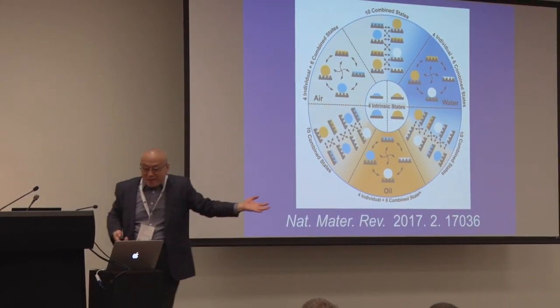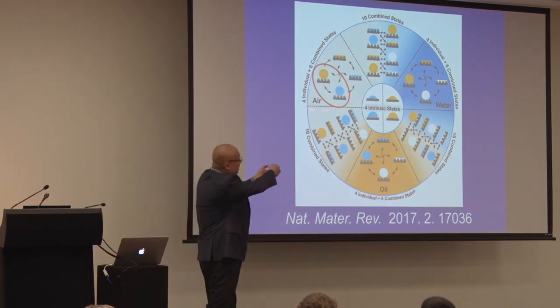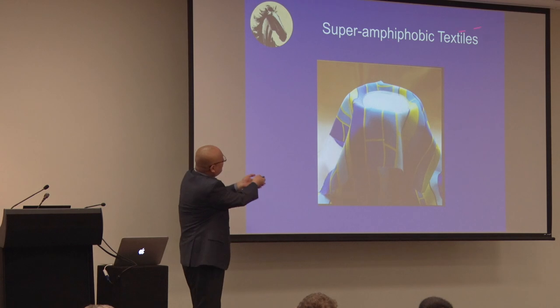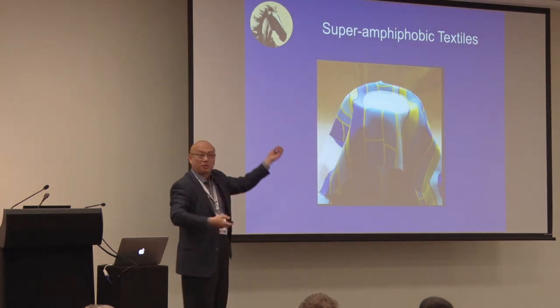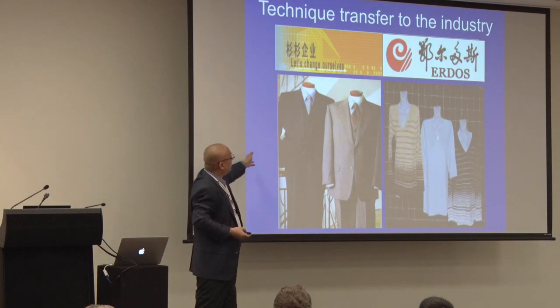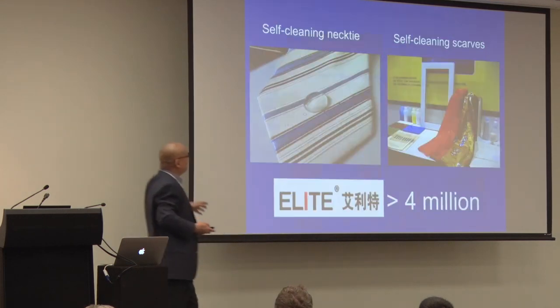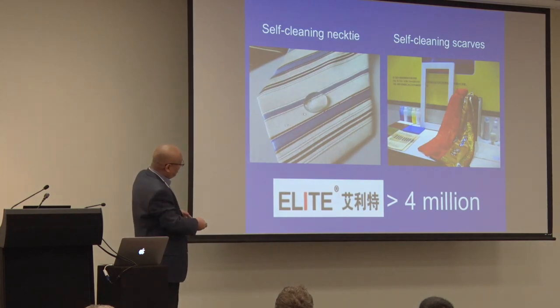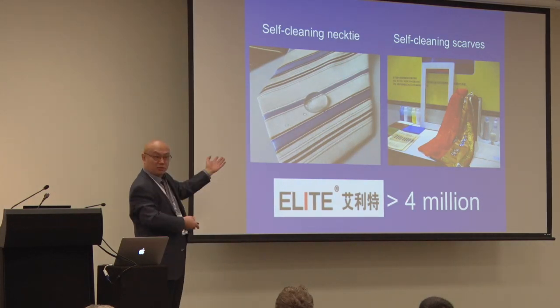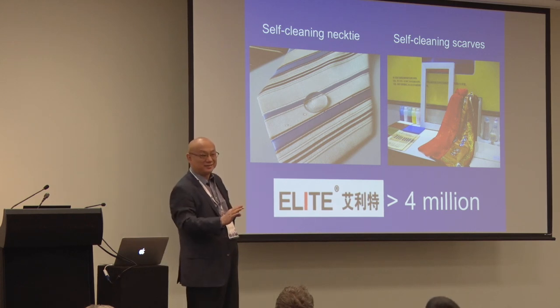Okay. Let's play. 64, this two, these two, super amphiphobic. Okay, both oil and water contact angle larger than 150. Okay, go. Okay, work. Okay, super amphiphobic textile. Okay, transferred to industry. Okay, this one, 4 million units sold in the market. Very good.